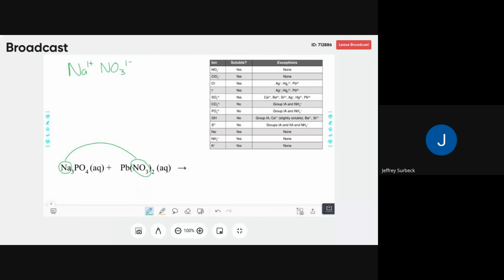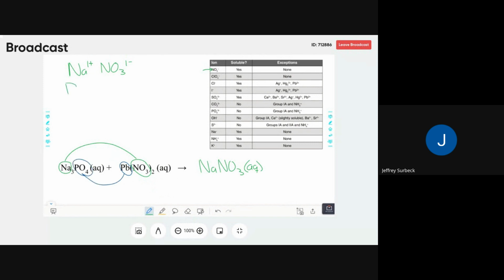What's the formula for sodium nitrate? Yep, NaNO3. Now, we find NO3. If it's yes, it's soluble, it's AQ. Are there any exceptions? Okay, so this, again, we're going to see this a lot, is AQ. All right. Now we combine our other, our opposite stuff here, Pb and PO4.